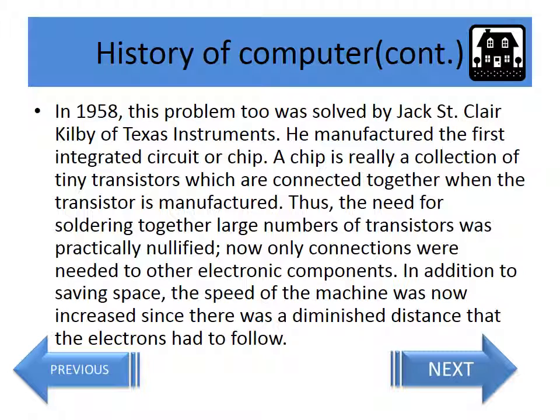He manufactured the first integrated circuit, or chip. A chip is a collection of tiny transistors which are connected together when the transistor is manufactured. Thus, the need for soldering together large numbers of transistors was nullified. That is, the need of making bigger space of chip, soldering together panels of computer occupying a large space, has been nullified with this event of the chip by St. Clair.